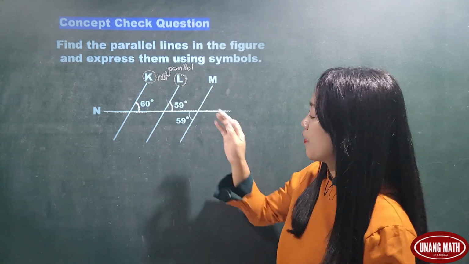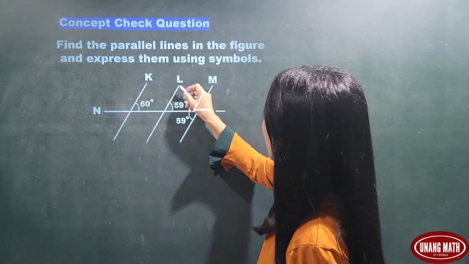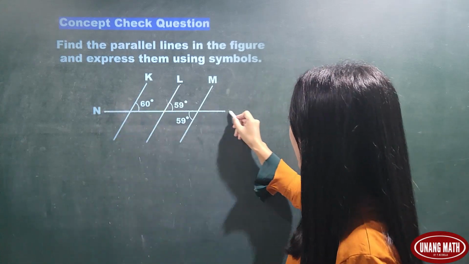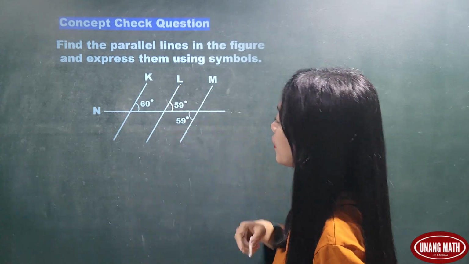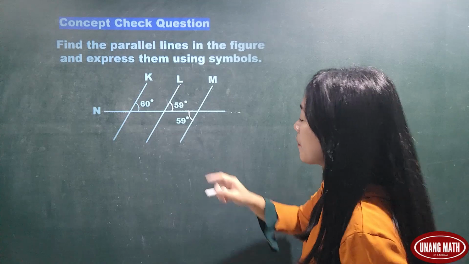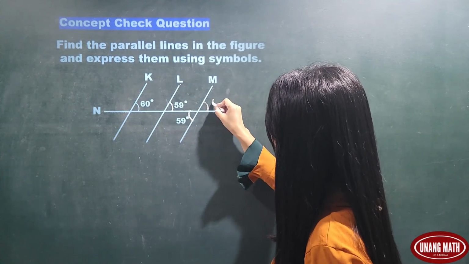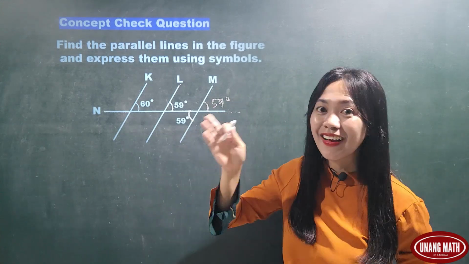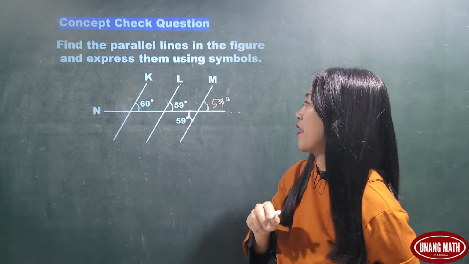Now, what about line L and line M? Let's find out if these two lines are parallel lines. We have this transversal line N. This angle is given, it's 59 degrees. This is also 59 degrees. If this is 59 degrees, this angle is also 59 degrees because these are vertical angles.